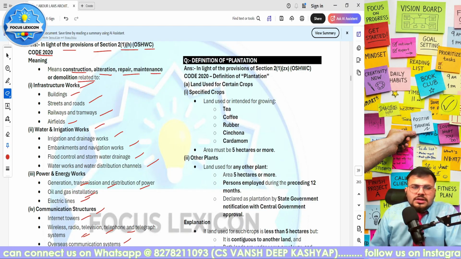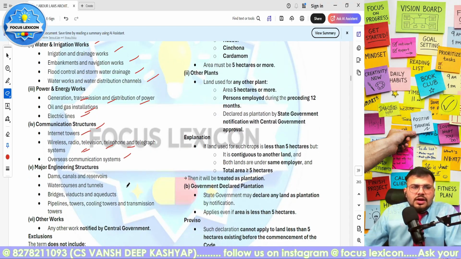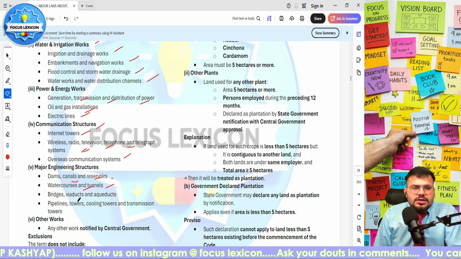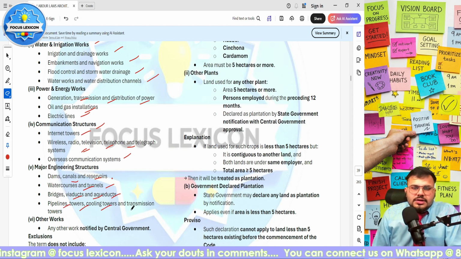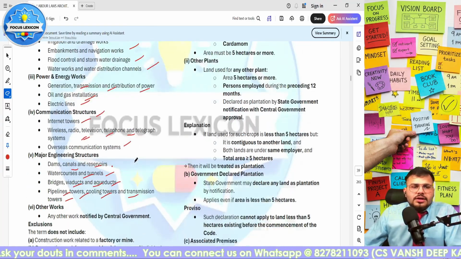system, overseas communication system. All these things are covered under building or other construction work, like major engineering structures: dams, canals, reservoirs, water courses, tunnels, bridges, viaducts, aqueducts, pipelines, towers, cooling towers, and transmission towers. All these things are covered under building or other construction work.